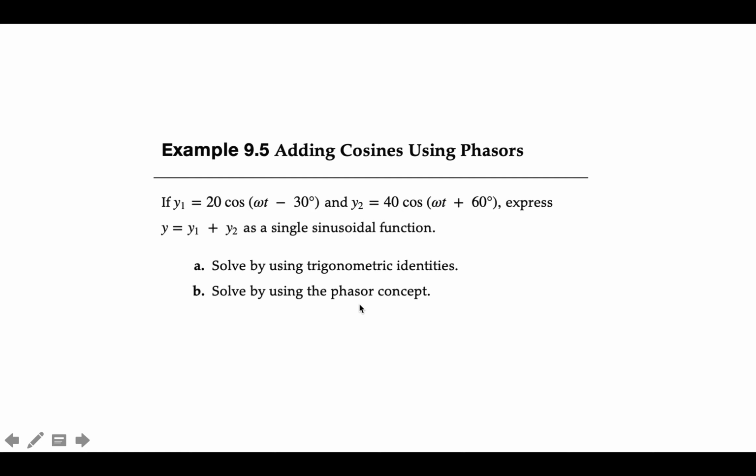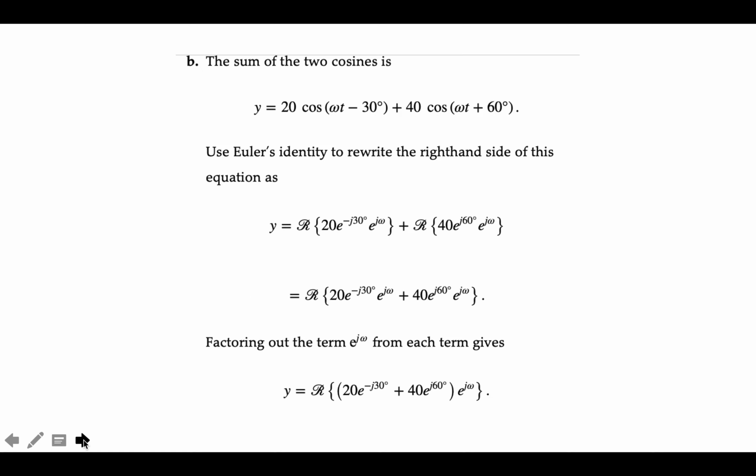because I want to show using the phasor concept. So the first thing we're going to want to do here is convert these time domain functions to the phasor domain. Now that we've been through the theory behind this, this is very simple and straightforward. We don't have to do anything except say this phasor will be 20 angle minus 30 and this phasor will be 40 angle 60, and then we add them together.